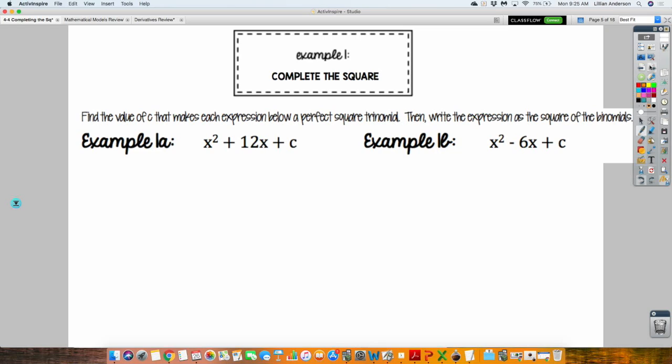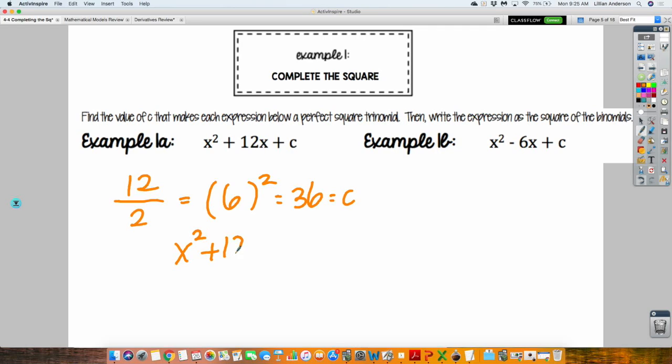12. So you take 12 and you divide it by 2. What's 12 divided by 2? 6. And then you square it. What's 6 squared? 36. And that's the value of c. C is 36. 36 is what makes this expression a perfect square trinomial.